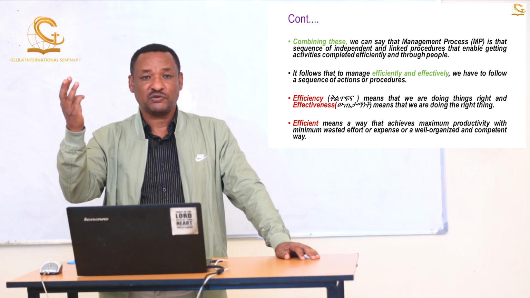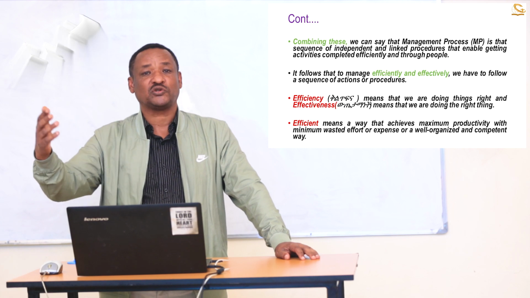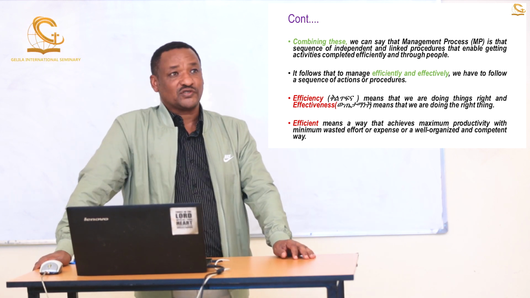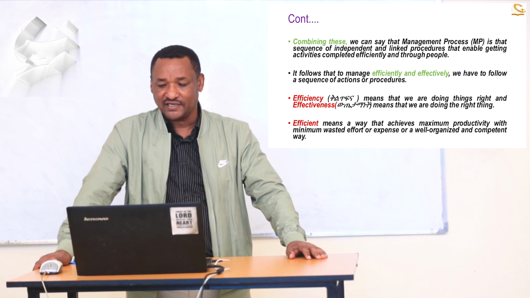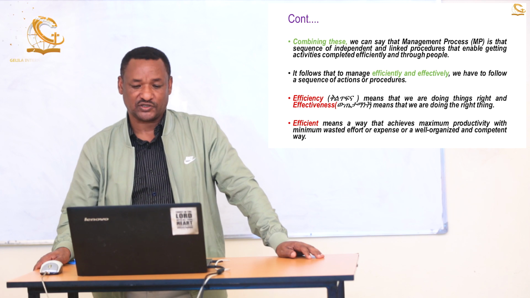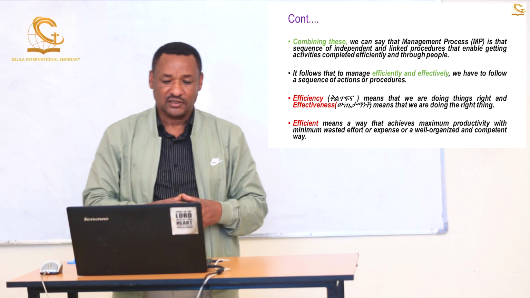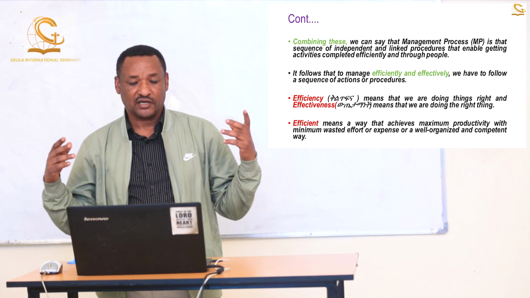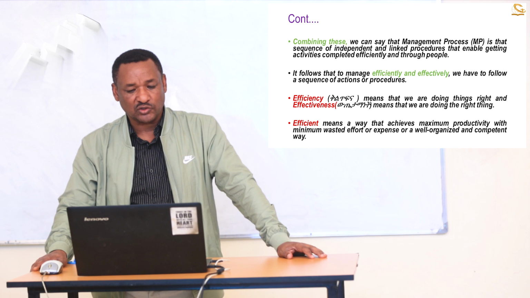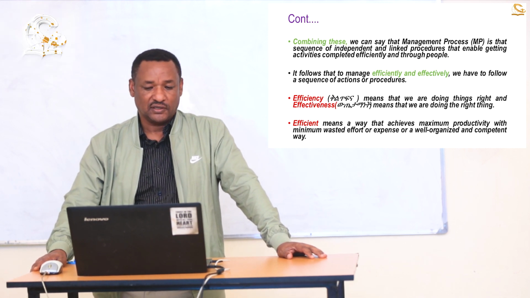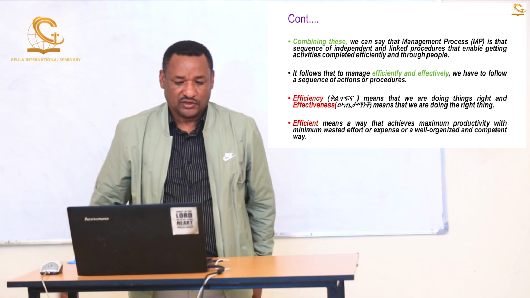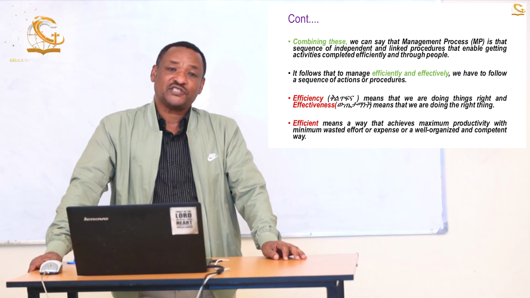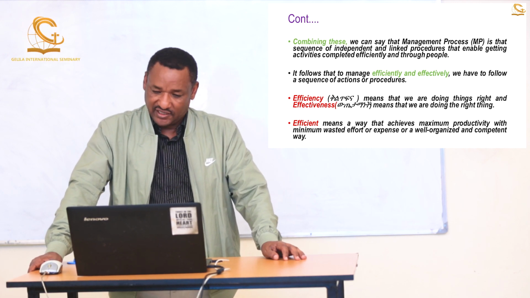When we say people are important, then the output or the result has to be efficient and effective. So it follows that to manage effectively and efficiently we have to follow a sequence of actions or procedures. In order to manage an organization or a company efficiently and effectively, there is a sequence of actions to be held, and actions and procedures have to be given attention. When we say efficiency, it means that we are doing things right. And when we say effectiveness, it means that we are doing the right thing.